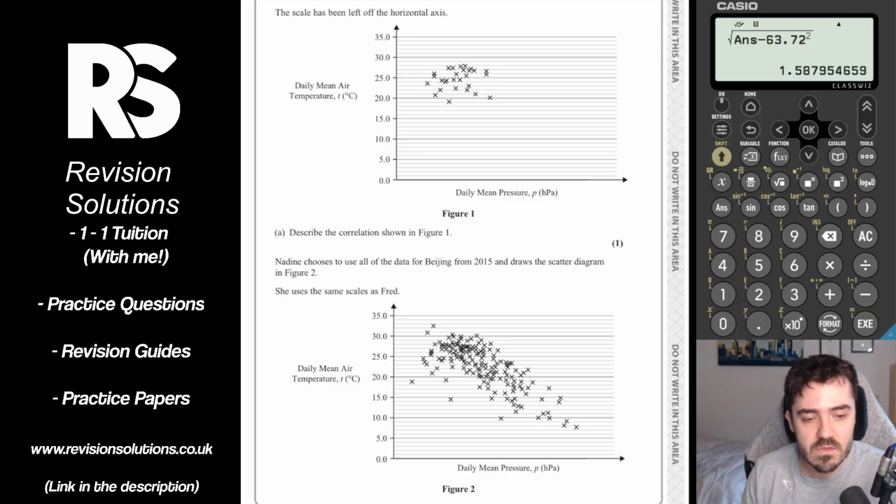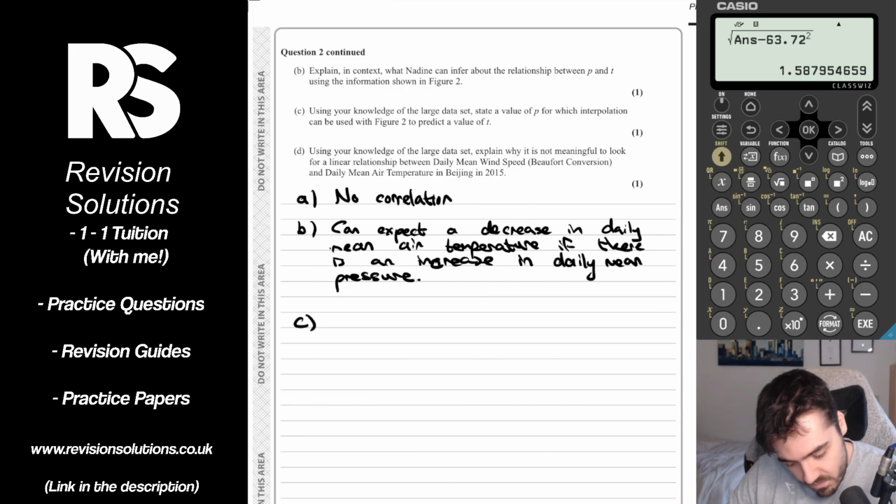You're meant to know that the large data set for temperature runs from 990 to 1040 hectopascals.